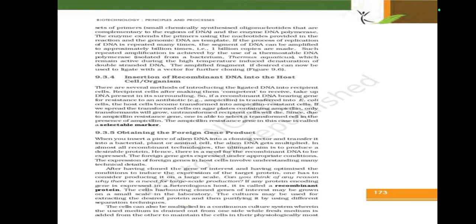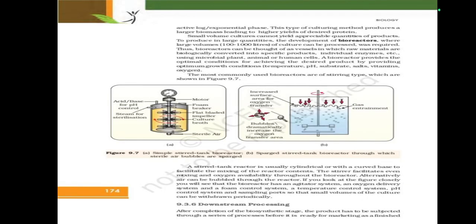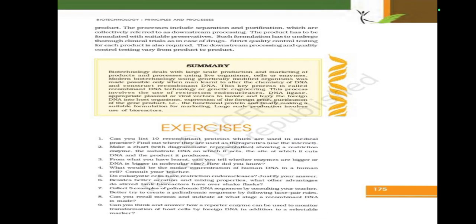Such repeated amplification is achieved by the use of thermostable DNA polymerase isolated from the bacterium Thermus aquaticus, which remains active during the high temperature induced denaturation of double-stranded DNA. The amplified fragment, if desired, can now be used to ligate with the vector for further cloning. Figure 9.6. 9.3.4 Insertion of recombinant DNA into the host cell organism. 9.3.5 Obtaining the foreign gene product. 9.3.6 Downstream processing. Then summary.